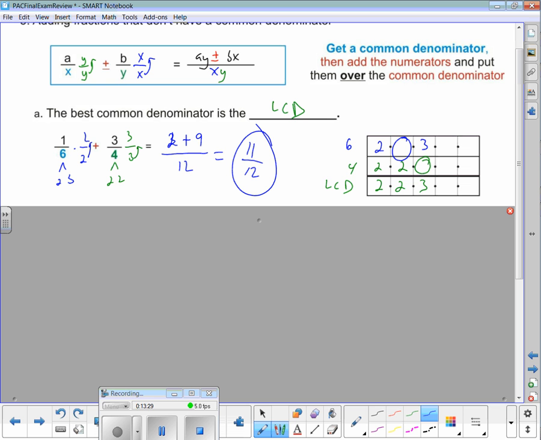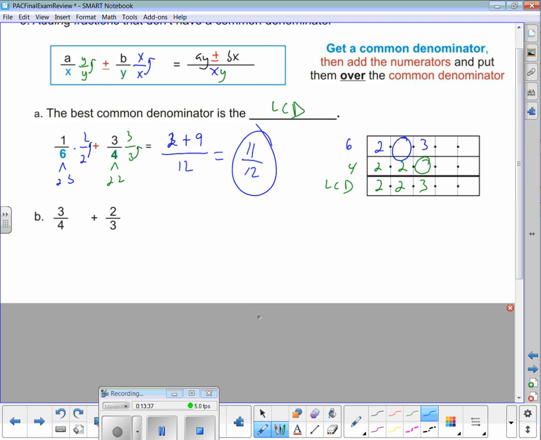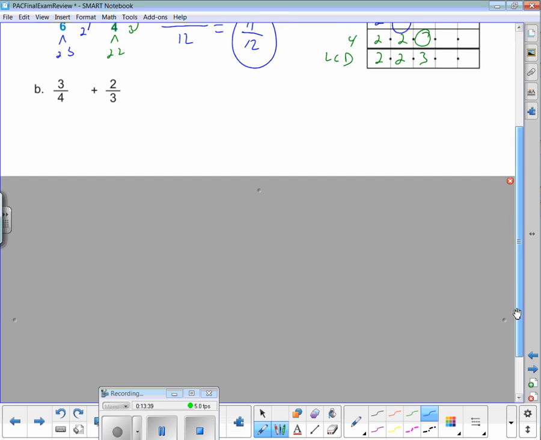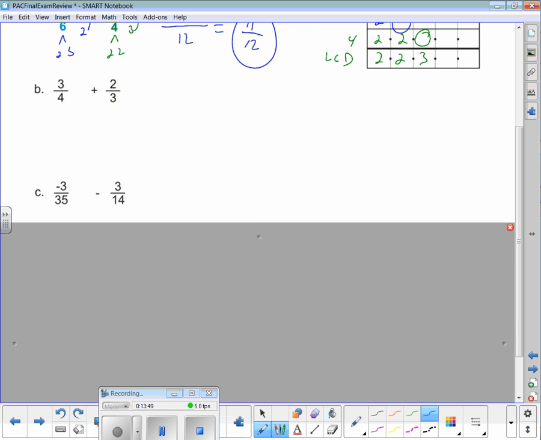Now again, you can just multiply 6 times 4 and use that. But when the numbers get bigger, that method will give you trouble. This is an easy one. In this one, the LCD is the 4 times the 3, right? So you multiply the left by 3 over 3, the right by 4 over 4.